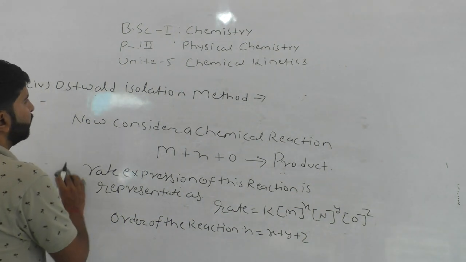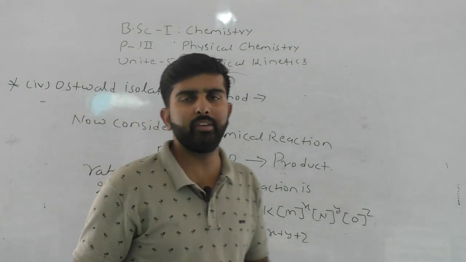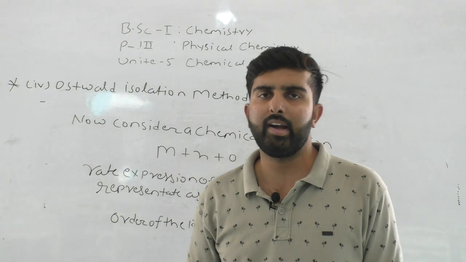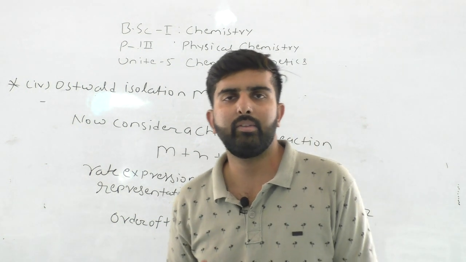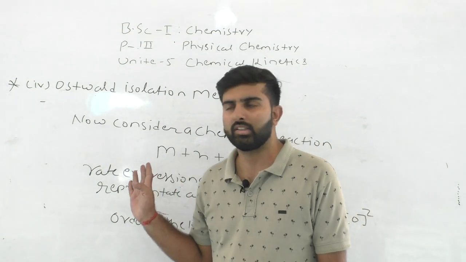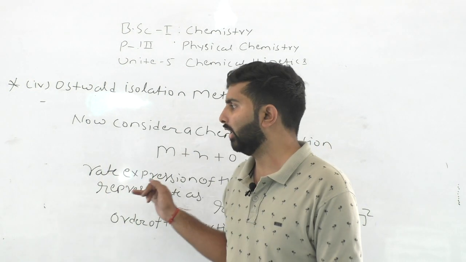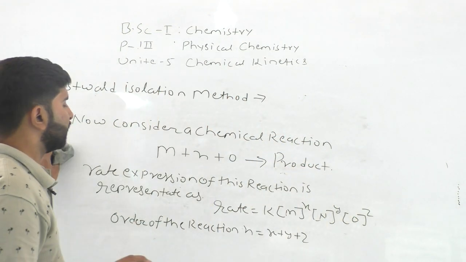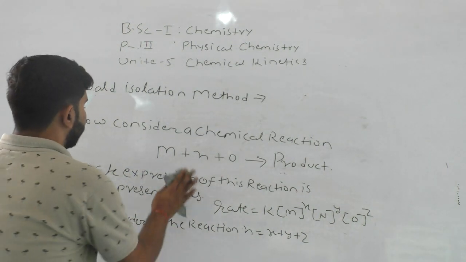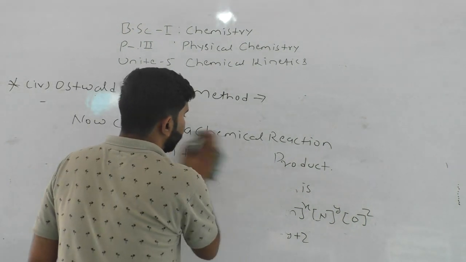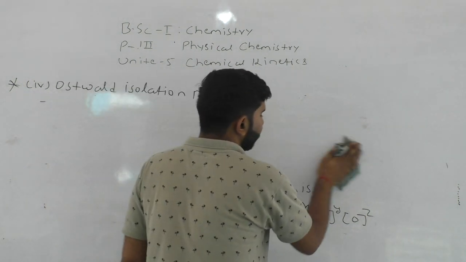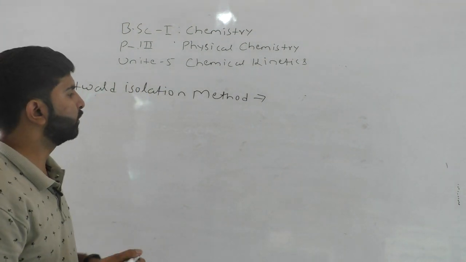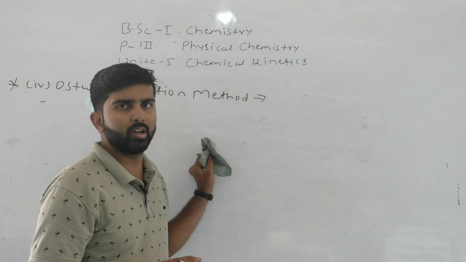So this is the Ostwald isolation method. In this method, we isolate one reactant from the reaction mixture, which means we take a finite amount of one reactant and an excess amount of all the other reactants. Then we determine the order of the reaction for the reactant in finite amount. One by one we determine the order for each reactant, and at last we sum all the order terms to get our final total order of the reaction.